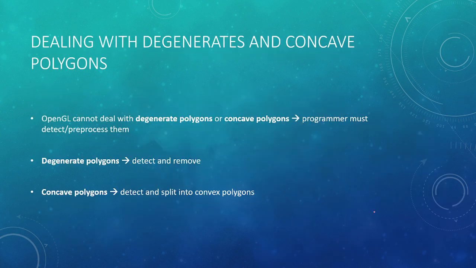This is the concave. OpenGL cannot deal with degenerate polygons or concave polygons. So programs must detect and pre-process these objects. We cannot directly use them when the programs are running; the positions will be changed or the polygons pre-processed. Degenerate polygons are detected and removed. Concave polygons are detected and split into convex polygons, because concave polygons are very difficult to handle. In that way we can convert a concave polygon into different convex polygons.